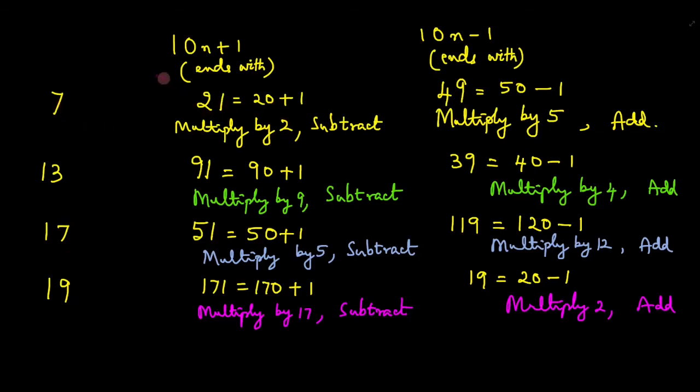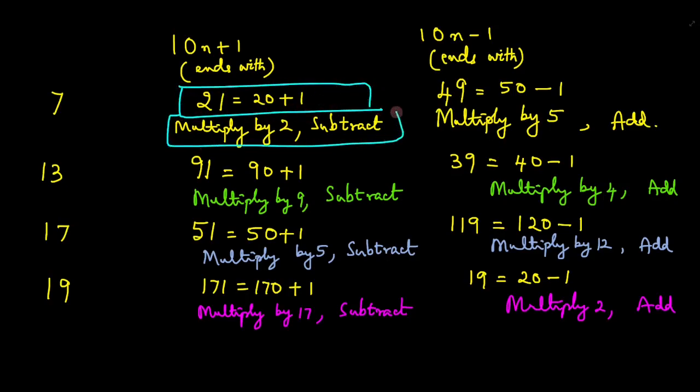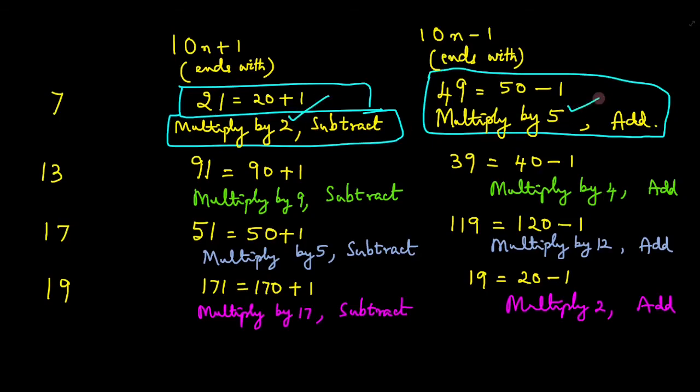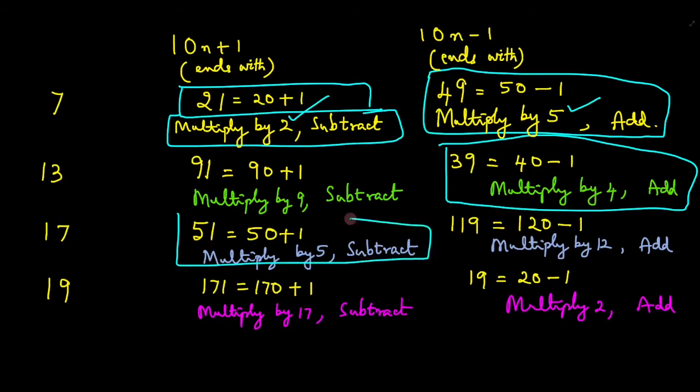For 7, we can use both the rules. Both the rules are easy. This rule is easy and this rule is also easy. Here multiply by 2 only. Here we have to multiply by 5. Both are easy. For 13, we can prefer this one. Multiplying by 4 is easy. For 17, we go with this one. For 19, generally we go with this one.